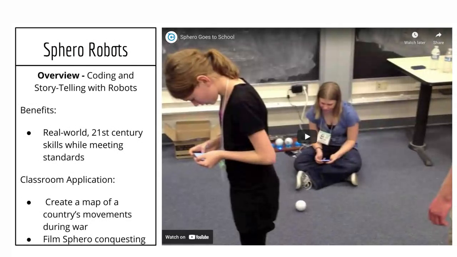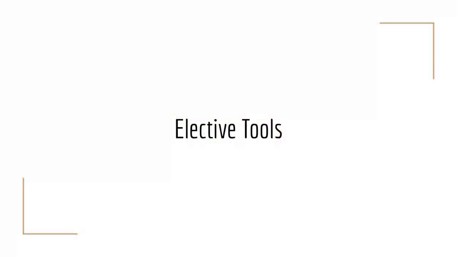And then Sphero robots. Again, when our kids are coming back in person, we can utilize some of these ideas. We have access to Sphero robots in the district already. So when we have them, we could really get into coding, we could get into storytelling, just really cool ways to utilize tech that we already have in the district.